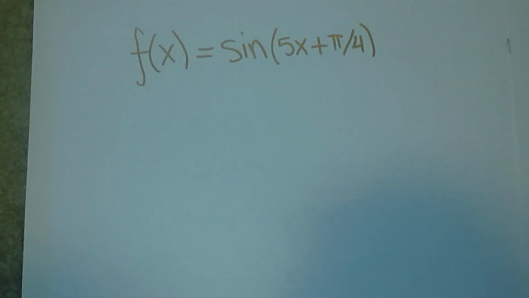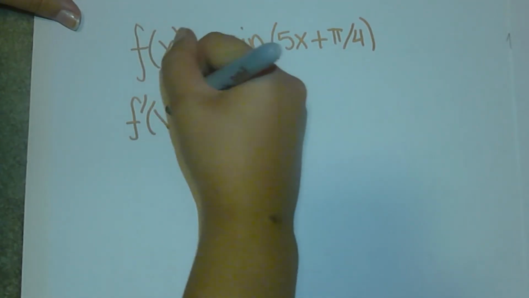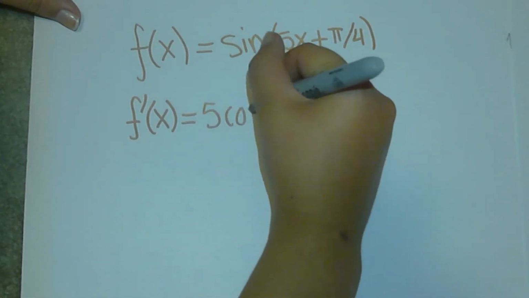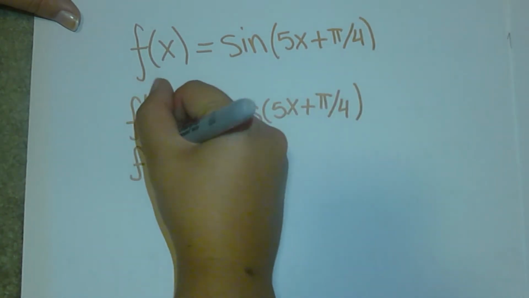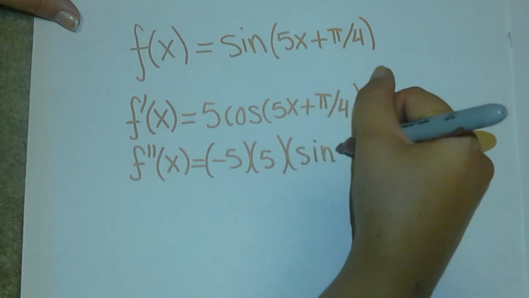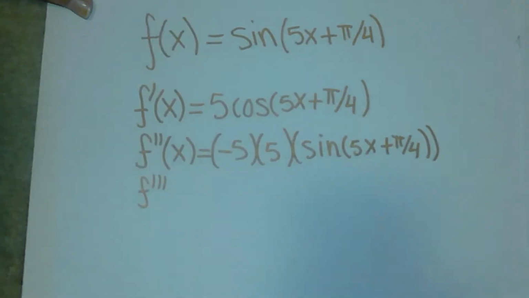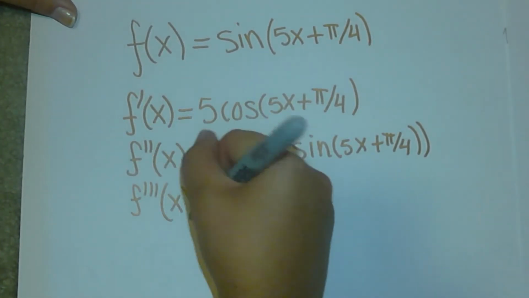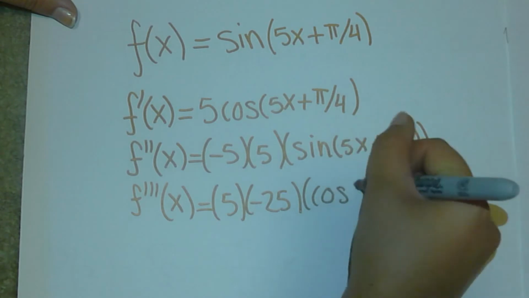We are going to begin by taking the derivative of the function 3 times. So the first derivative would be 5 times the cosine of 5x plus pi over 4. The second derivative would be negative 5 times the sine of 5x plus pi over 4. And the last derivative would be 5 times negative 25 times the cosine of 5x plus pi over 4.